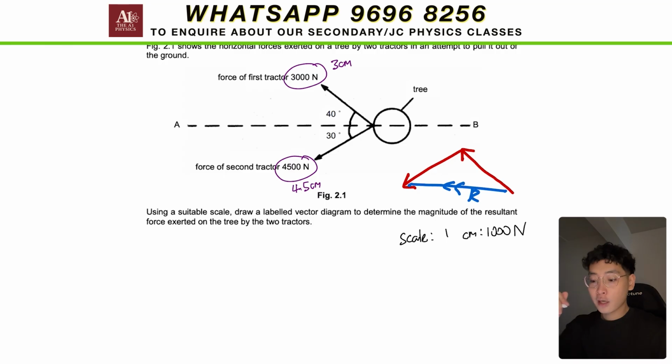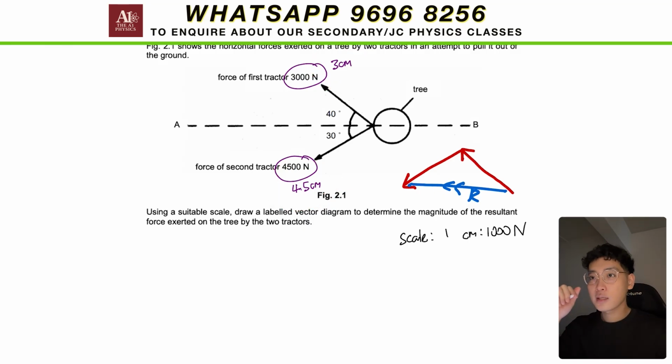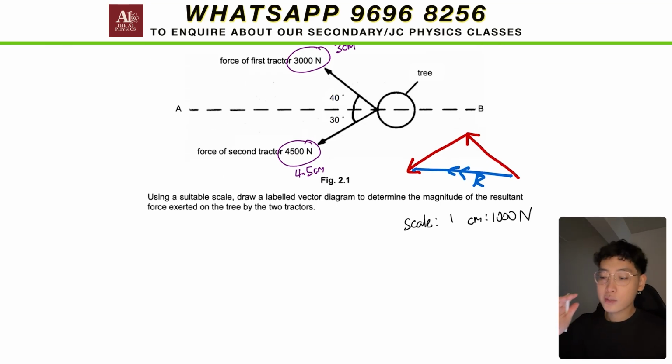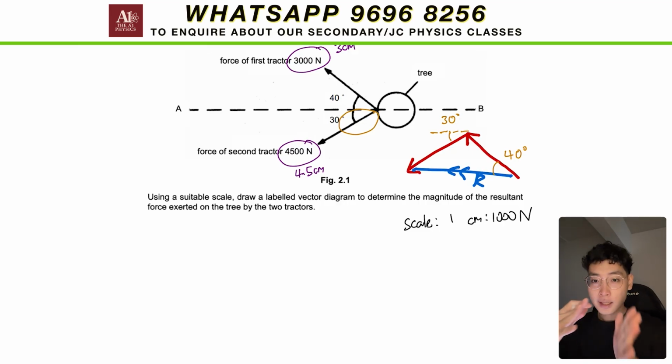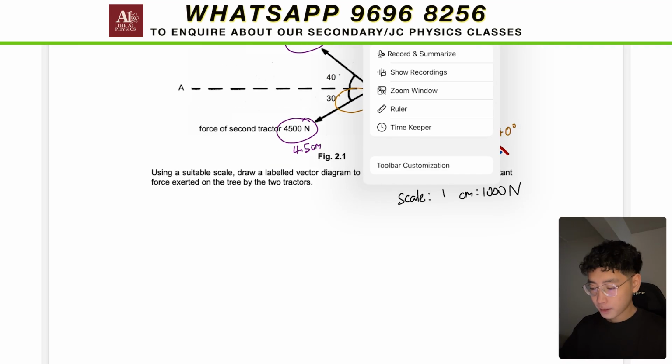The important part for vector diagrams is that you must actually draw it as 3 cm and actually draw it as 4.5 cm. You want to stick to the scale, and you also want to stick to the angles. If the question gives you 40 degrees like this, your drawing must also be 40 degrees to the horizontal. If the question gives you 30 degrees like this, make sure your drawing is also 30 degrees from the horizontal. You want to use the same length and the same angle as the question, because this lets you draw an accurate vector diagram so that your answer in the end is accurate.